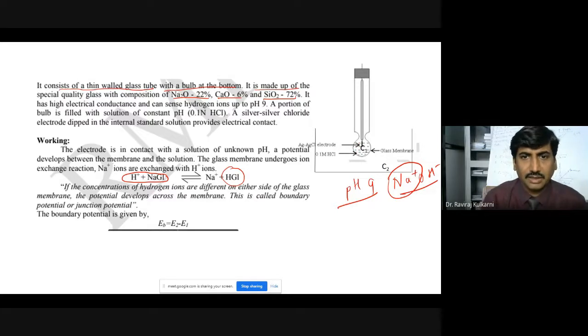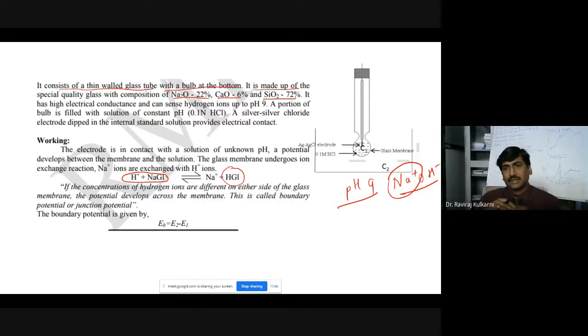So a portion of the bulb is filled with 0.1 N HCl. A silver chloride electrode is dipped inside the glass electrode that acts as the internal reference electrode. H plus ions, internal standard solution, 0.1 N HCl. It is the internal standard solution, and this is called IRE, internal reference electrode. Silver chloride electrode acts as internal reference electrode, and 0.1 molar HCl acts as internal reference solution.